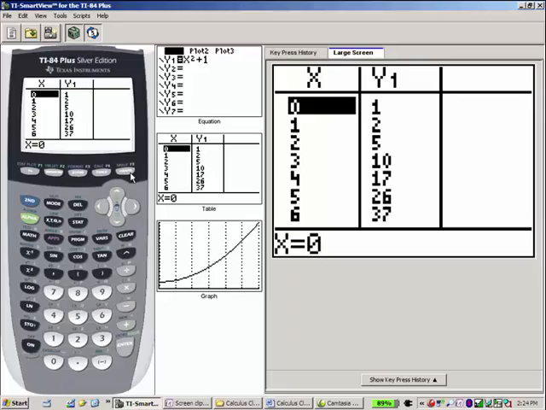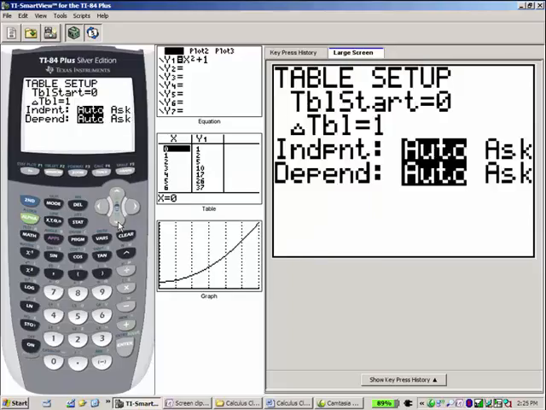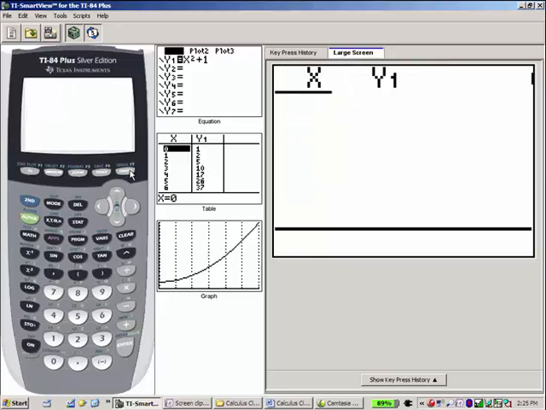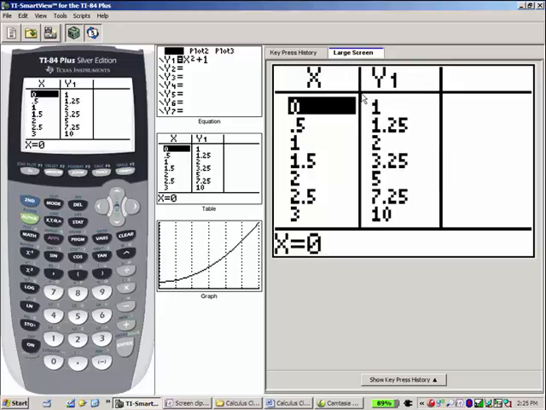Now, if I wanted to get better, what I could do is go to my table set, and instead of using delta t as 1, I could do 0.5 and go back to my table. And now, from 0 to 0.5, what's the furthest it could have gone? 1.25. Here's the important thing, though. It could have gone 1.25 from 0 to 0.5.